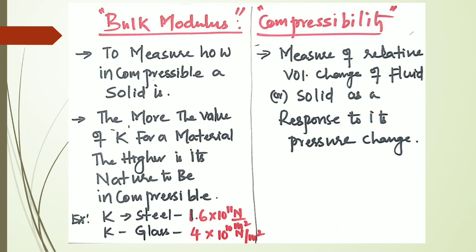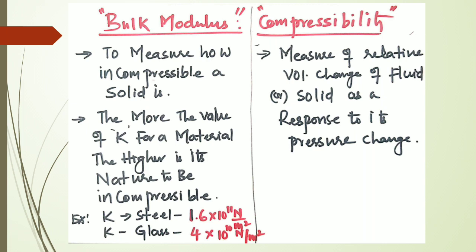Volumetric strain divided by compressive stress is called compressibility. What does bulk modulus talk about, what is the definition? Compressive stress divided by volumetric strain. So both are reverse here. If the bulk modulus definition says compressive stress to volumetric strain, the reverse of that is compressibility, that is volumetric strain divided by compressive stress. So both are interrelated here.